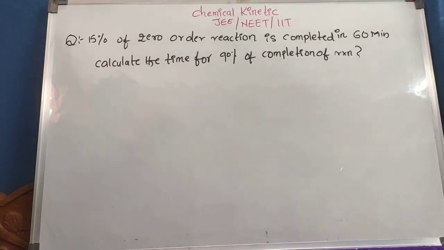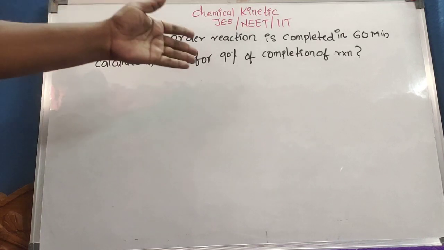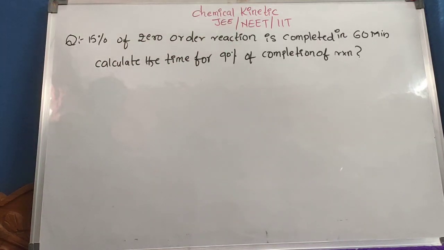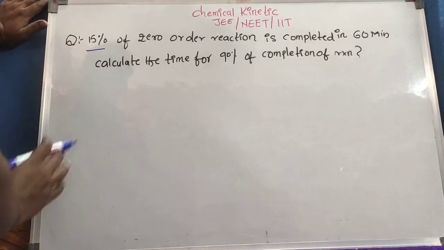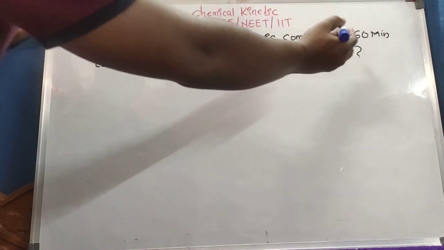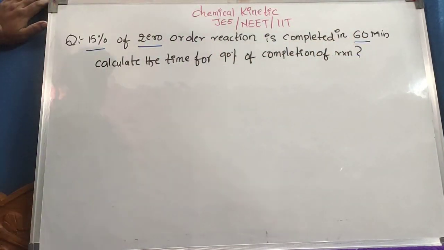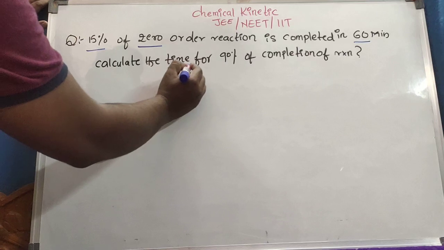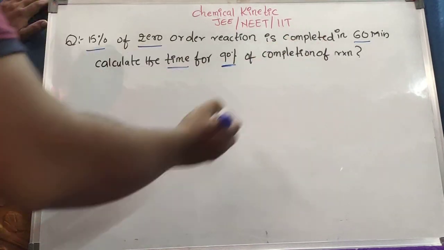In this video, we are discussing problems of chemical kinetics. Problems from chemical kinetics, and these are very important for JEE and NEET and IIT. So, first question is: 15% of a zero order reaction is completed in 60 minutes. Calculate the time for 90% completion of the reaction.